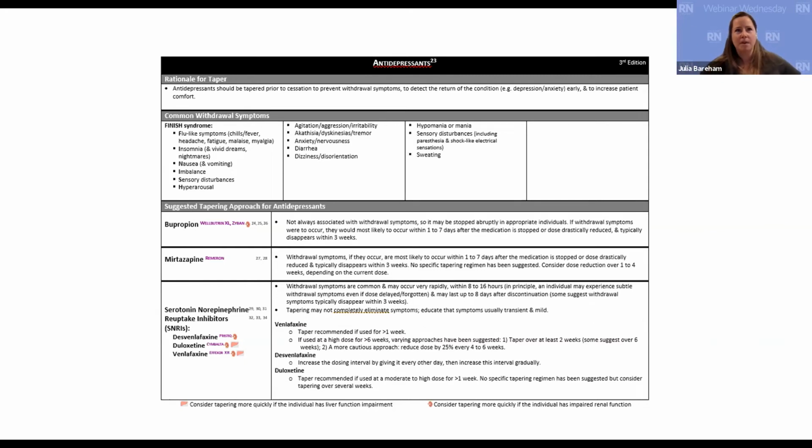So what you find here is antidepressants. Why do we need to taper them? What are common symptoms of withdrawal to let us know that maybe we are tapering too quickly? And how might we want to approach a tapering in our patients? Sometimes we break it down by individual medications. Sometimes it's more of a class effect. So here in this case, you happen to see individual medications essentially broken down into how you might want to approach a taper.